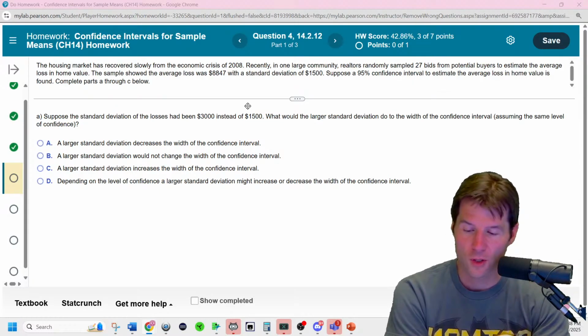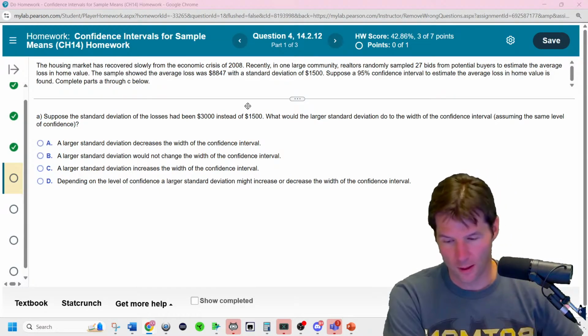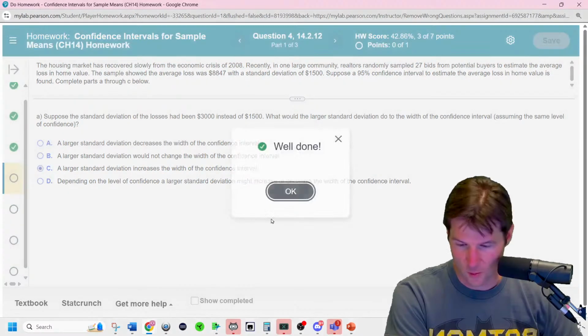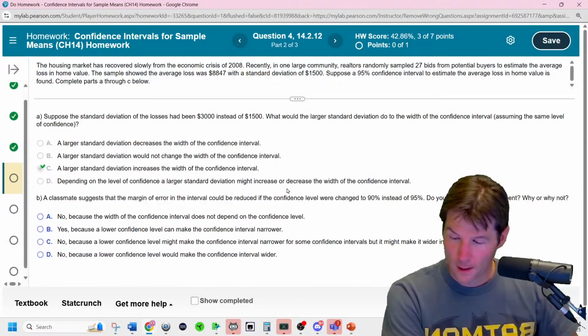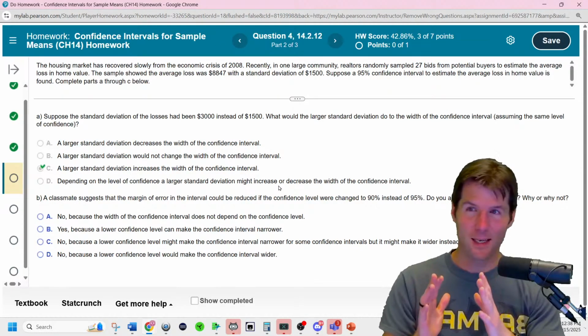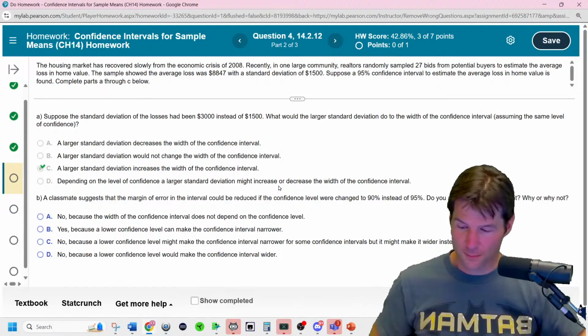So a larger standard deviation leads to a wider interval. I misread it. A larger standard deviation would increase the width because there's more variation. A classmate suggests that the margin of error in the interval could be reduced if the confidence level were changed from 90 to 95. No, that would make it wider, because going from 90 to 95, you're going out.